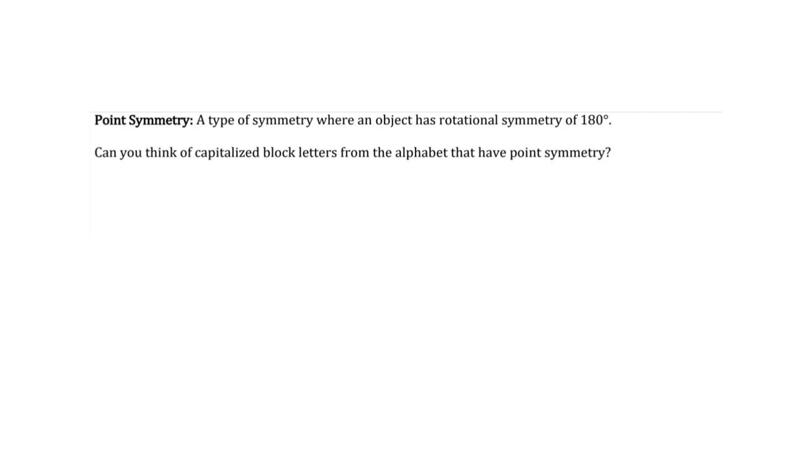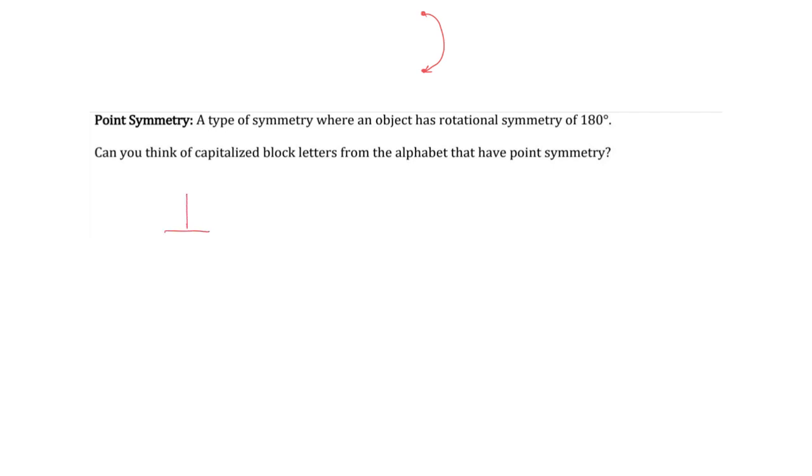And then our last type of symmetry would be point symmetry. A point symmetry is a type of symmetry where an object has rotational symmetry of 180 degrees. Essentially you take a point and you're flipping it 180 degrees, and it stays the same looking shape. Some things that have point symmetry that are easy to see are certain capitalized letters.